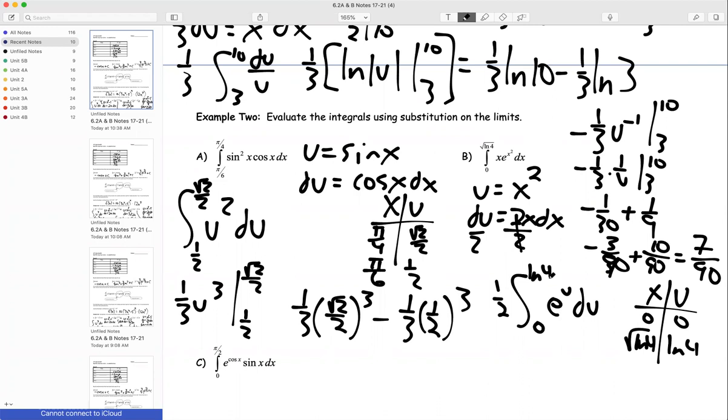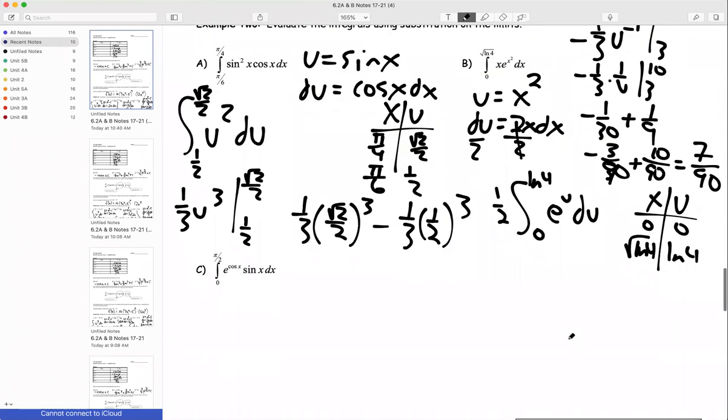What is my antiderivative of e to the u? It's just e to the u. It's the same because the derivative of e to the u is e to the u. So I've got 1/2 times e to the u evaluated from 0 to the natural log of 4.